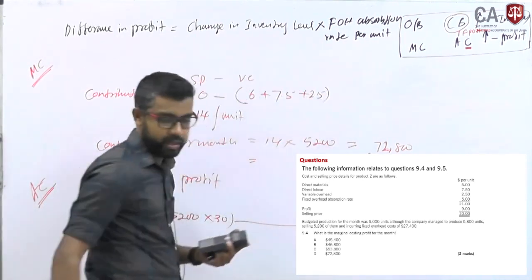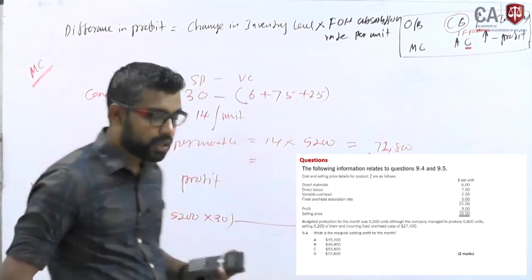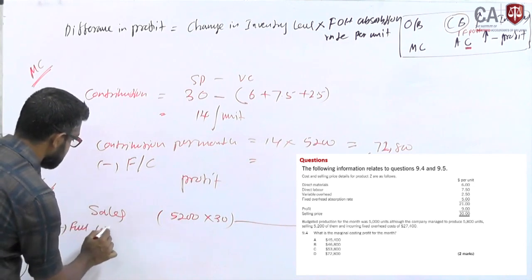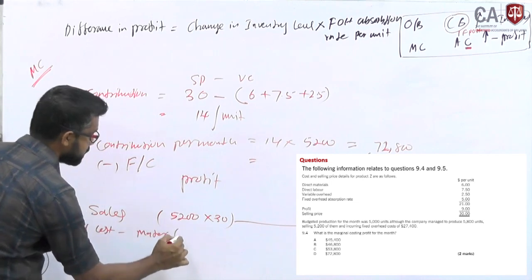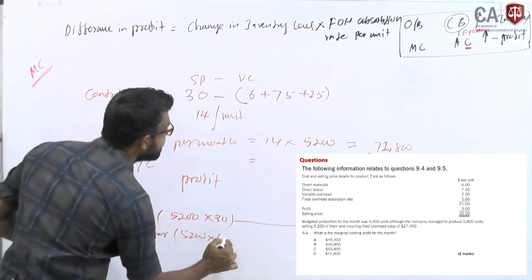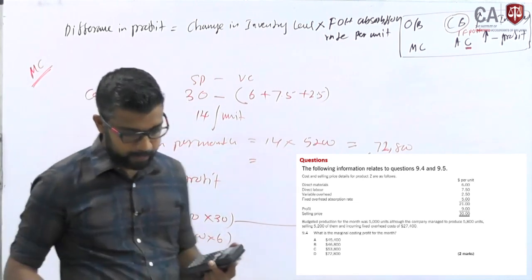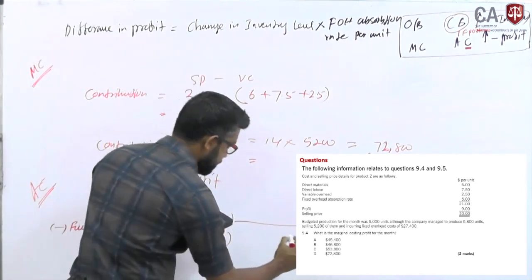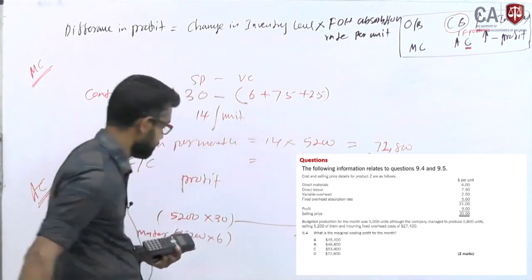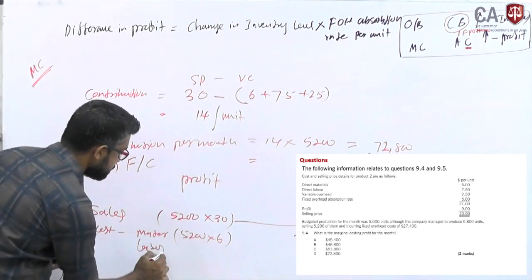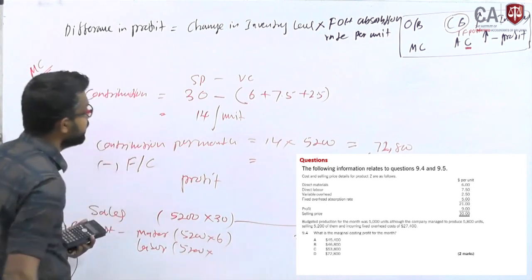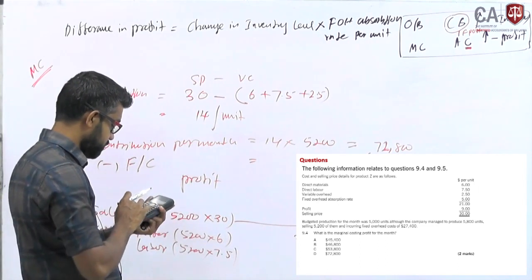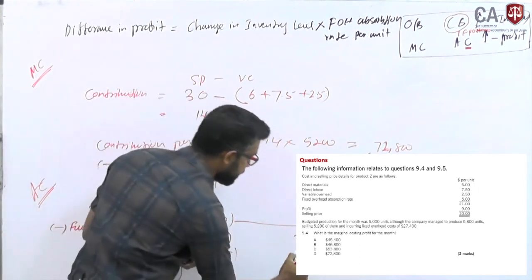156,000. Material cost. Here you consider full cost. Deduct full cost. Material: 5,200 into 6 is $31,200. Labor: 5,200 into 7.5 is 39,000.